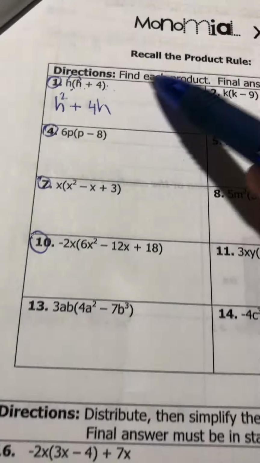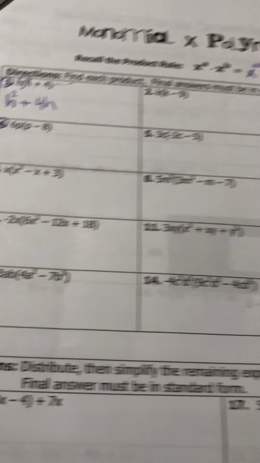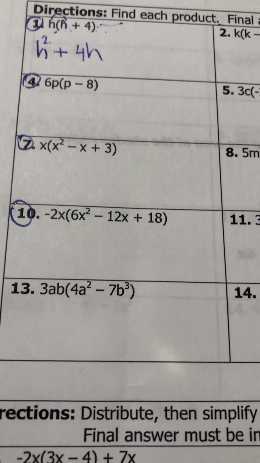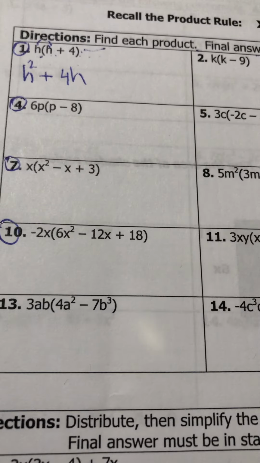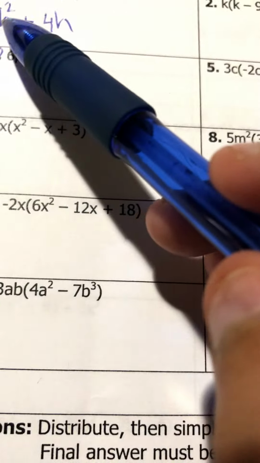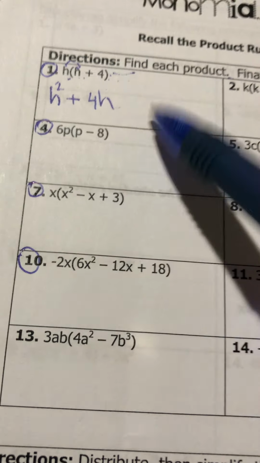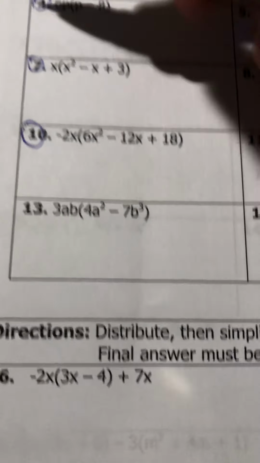Okay, so they ask you to find the product and the final answer must be in standard form. In standard form, we need to make sure that the terms are written in alphabetical order and the highest exponent first. So I can see the highest exponent for h is 2, so I wrote this first and then the second term. Let's do question number 4.